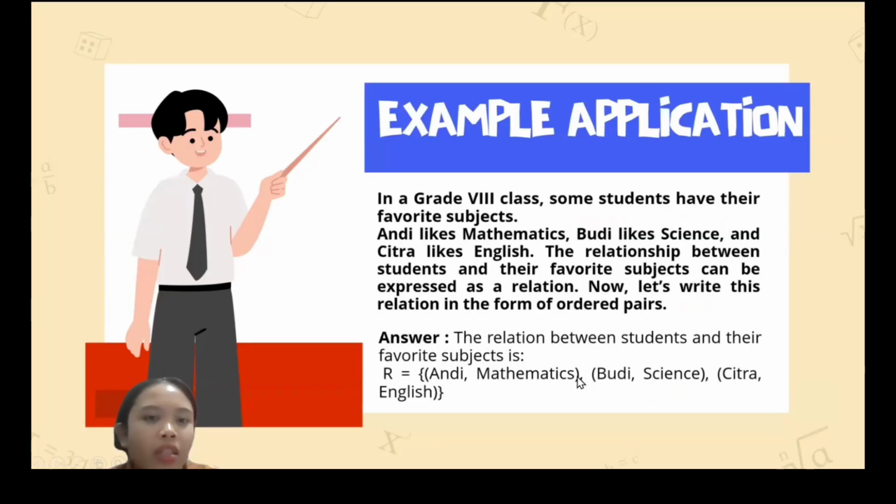Now is the example application. In a grade 8 class, some students have their favorite subject. Andi likes mathematics, Budhi likes science, and Chitra likes English. The relationship between students and their favorite subject can be expressed as a relation. Now, let's write this relation in the form of ordered pairs. The answer is, the relation between students and their favorite subject is R equals {(Andi, mathematics), (Budhi, science), and last one, (Chitra, English)}.